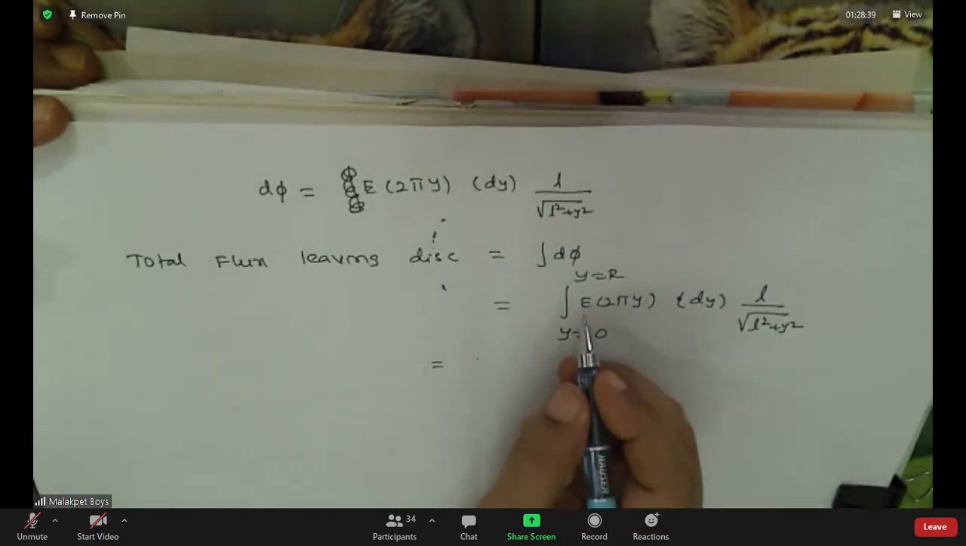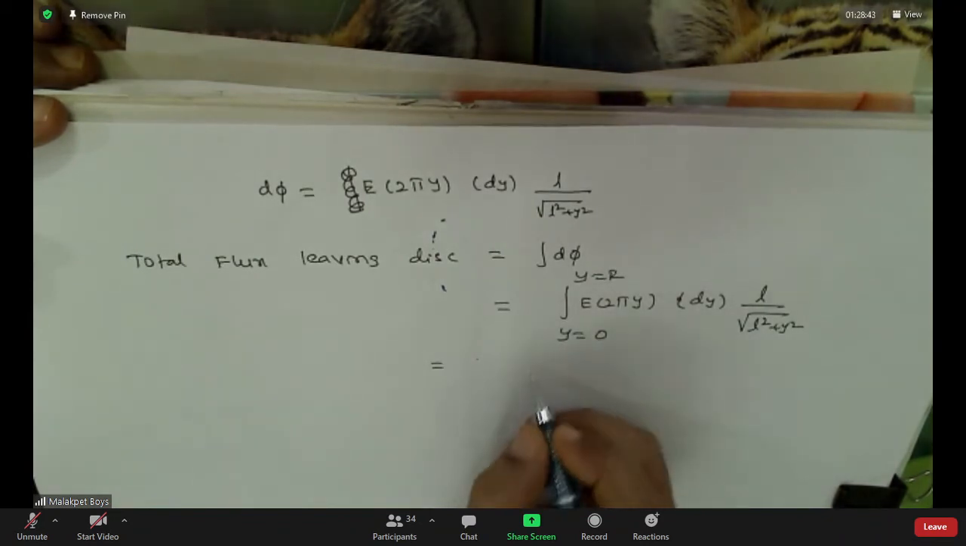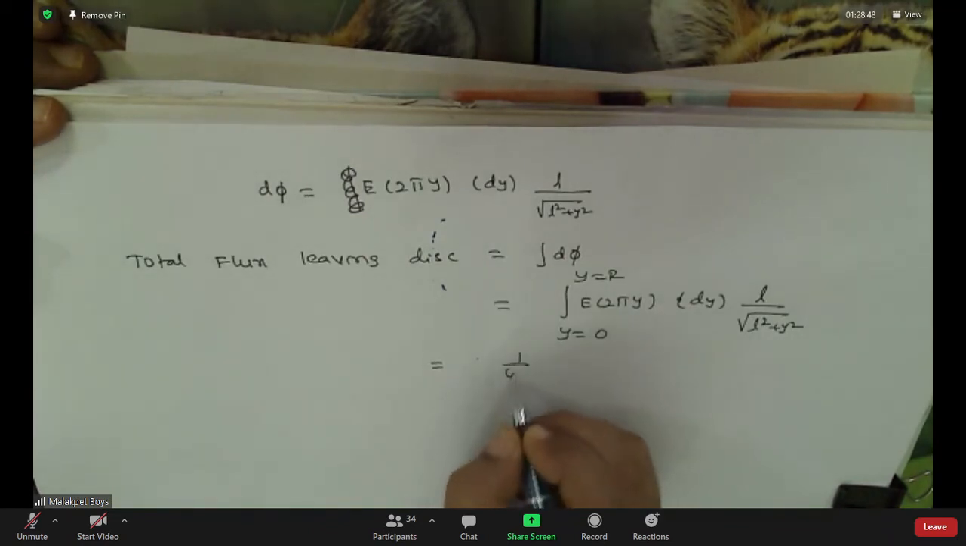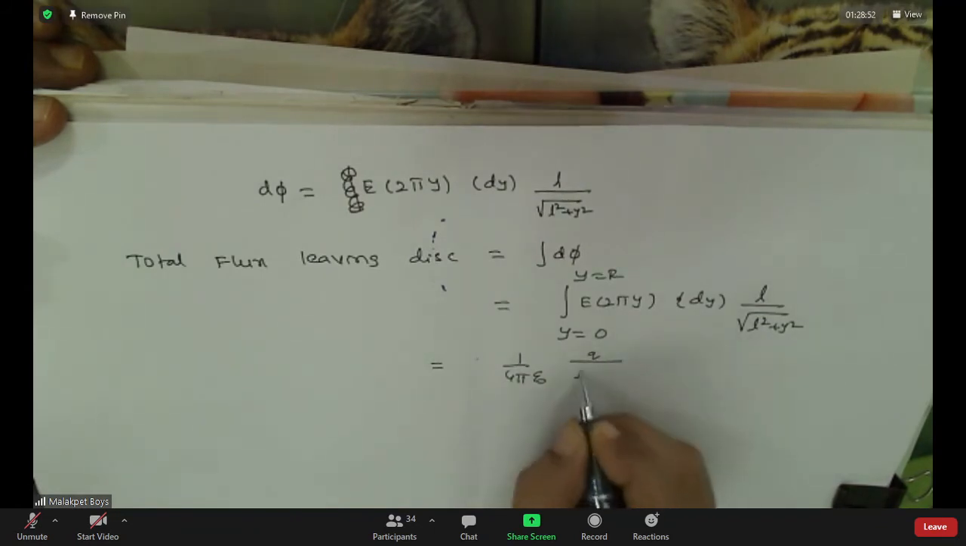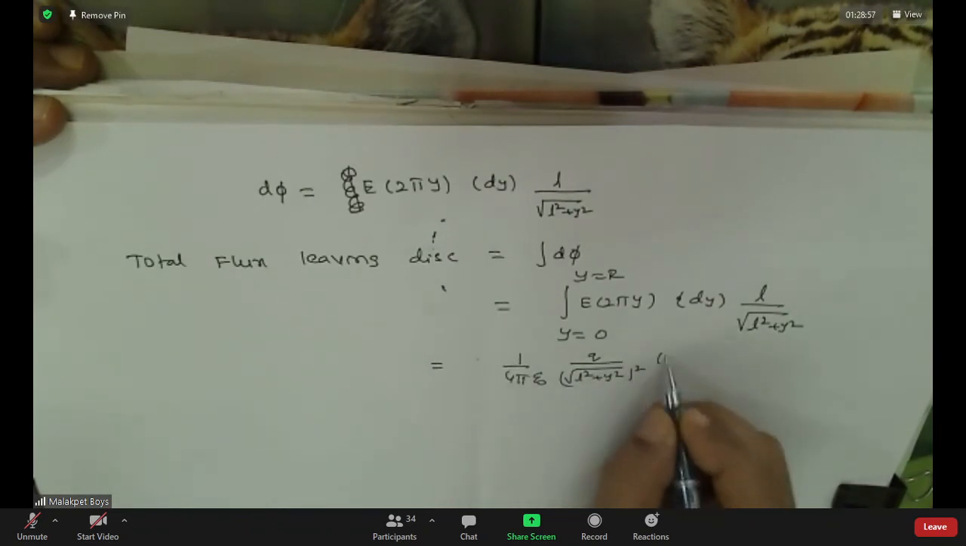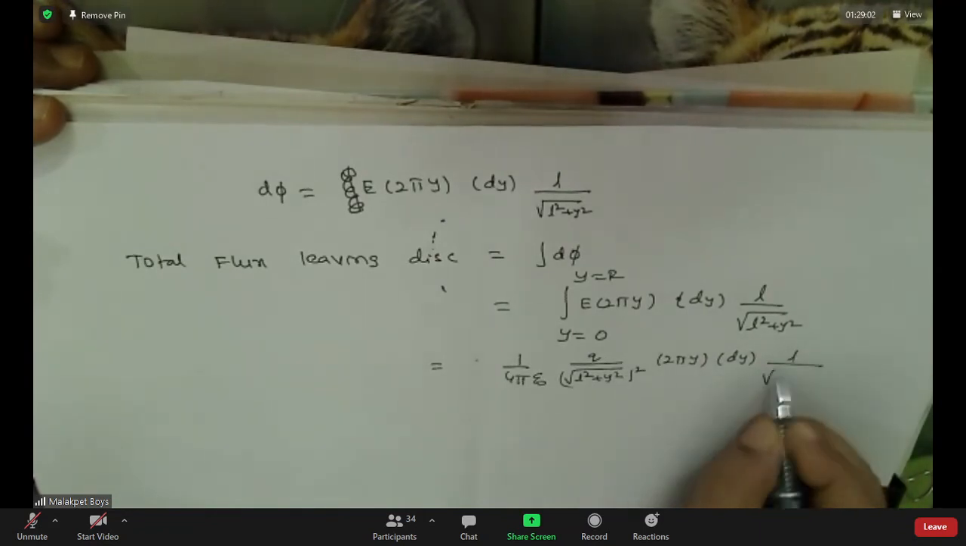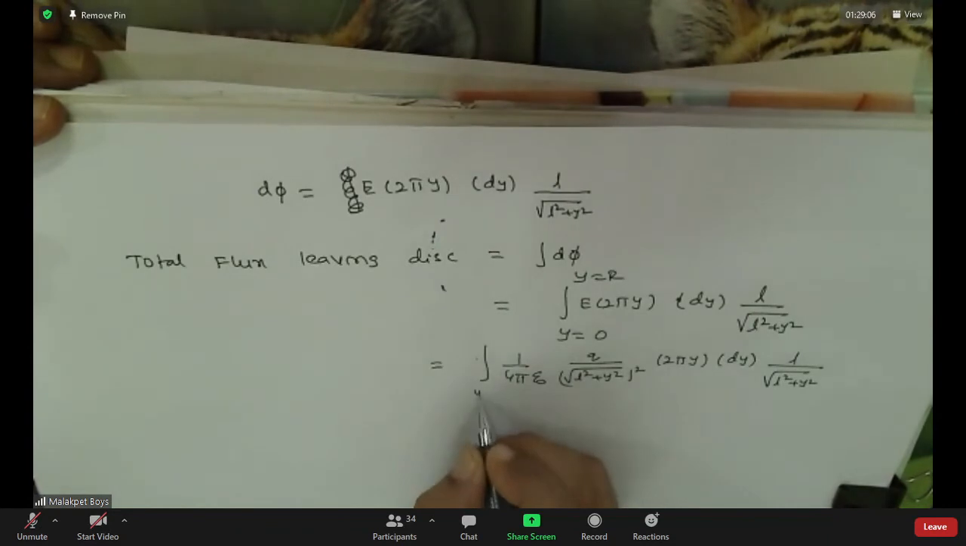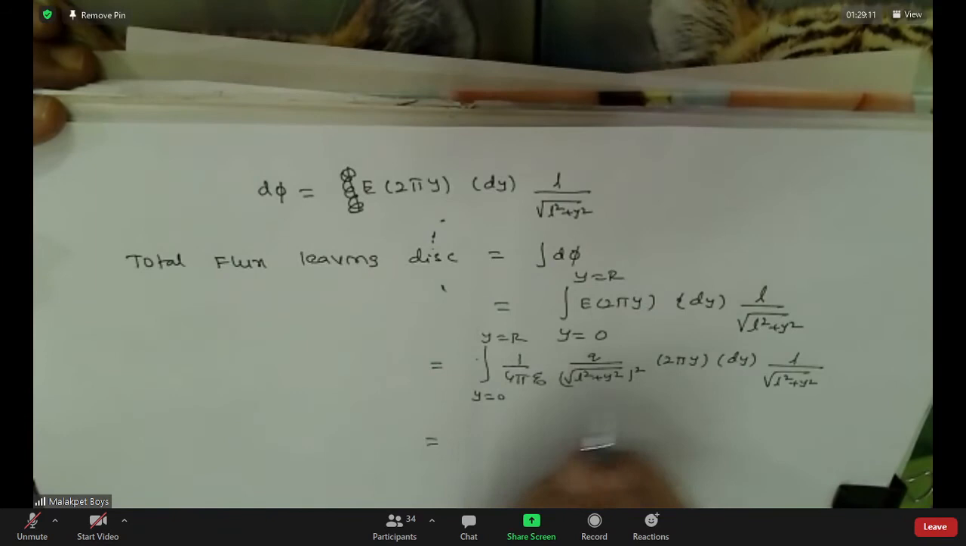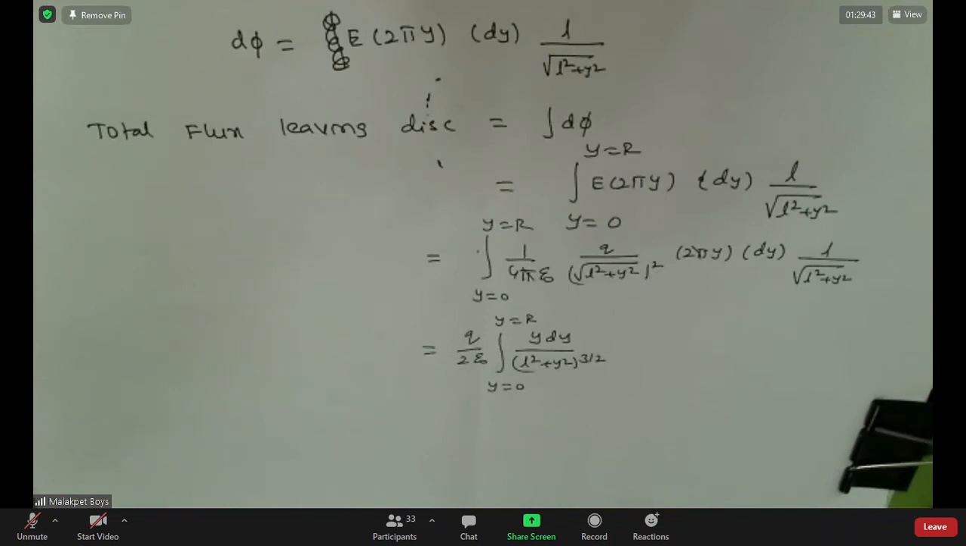How much did you get for the electric field? It is 1 by 4 pi epsilon 0, q by the square of root of l square plus y square, divided by the root of l square plus y square. So these cancellations will take place. This will get cancelled, and this together is Q. Cancel all that, and you will get the simplified version of this. Understood this? Yes.